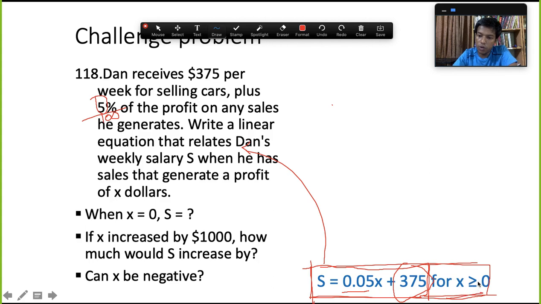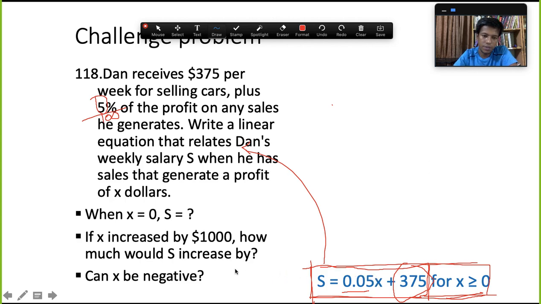x is greater than or equal to 0 because profit has to be greater than or equal to 0. He cannot make a negative profit. Then the company will tell him bye bye. So 375 is his normal salary for working in that company, and then 0.05 of x, where x means the profit that he generates.